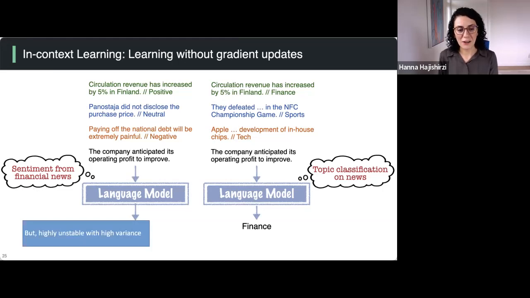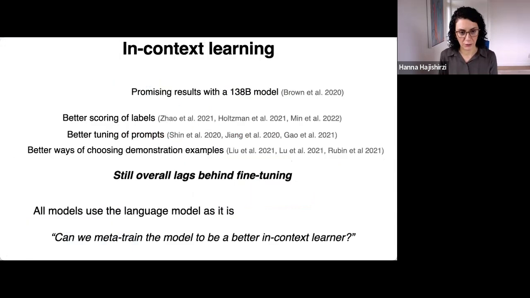This is very attractive, but previous work has shown that this is highly unstable and has high variance. This was first introduced by the GPT-3 paper and has been advanced in many different dimensions. Most of these models basically use the pre-trained language model as it is. But now the question is, can we get even more benefit from this type of in-context learning? Or basically, can we meta-train the model to be a better in-context learner?